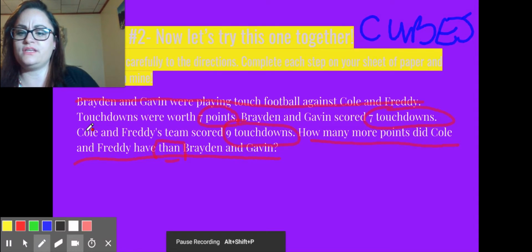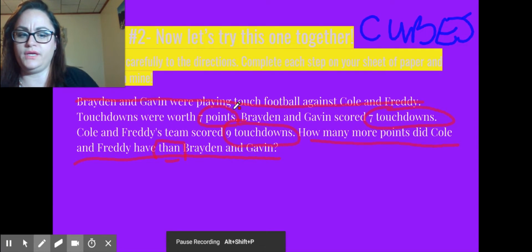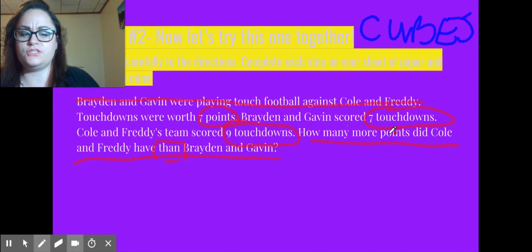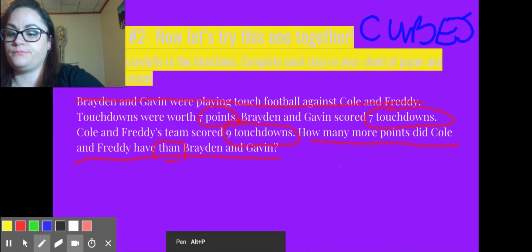It says here that touchdowns were worth 7 points. And Brayden and Gavin scored 7 touchdowns. I'm not sure which operation I should do for that. Let's go ahead and start pulling out the important information so that I can get some help from my other teammates and the recording technician. Set up your paper for read, draw, write.